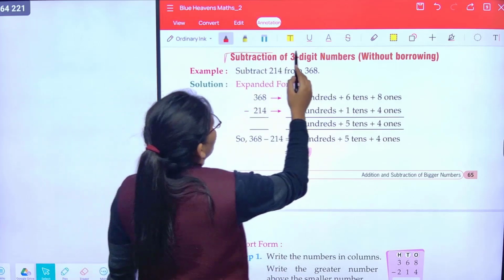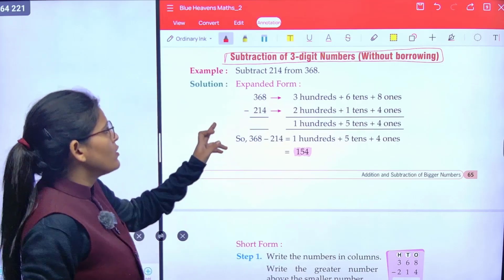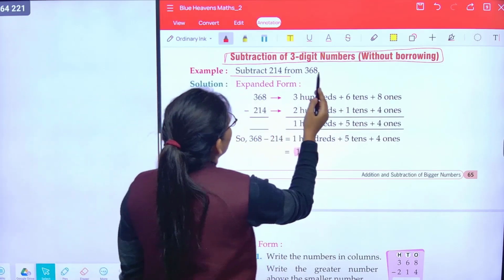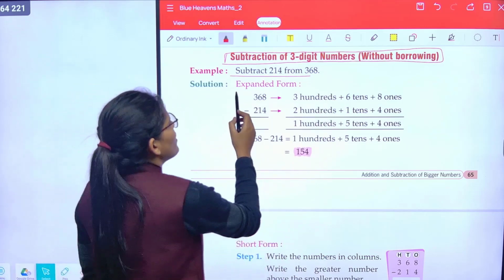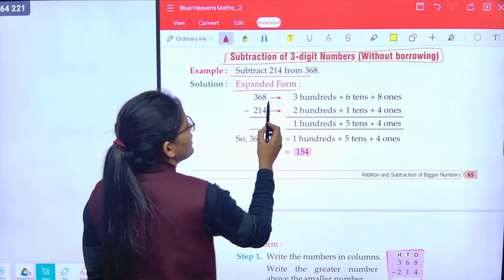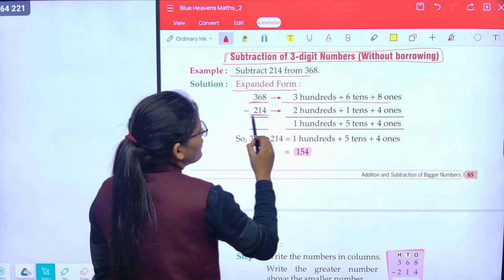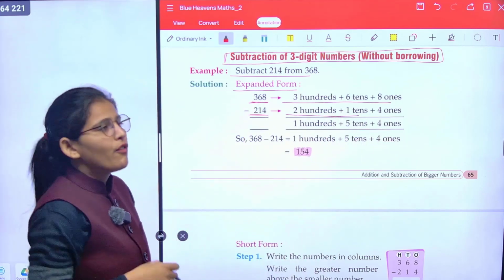Now subtraction of 3-digit numbers with borrowing. Subtraction of 3-digit numbers without borrowing. Now subtract 214 from 368. Now class, see the expanded form. 368, 300s 6 tens plus 8 ones, 214, 200s plus 1 tens plus 4 ones.